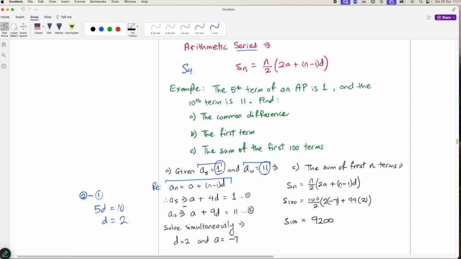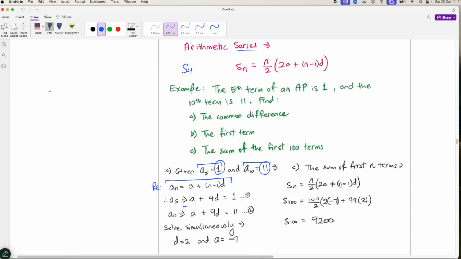Shanisha, you cool with the simultaneous equation part of it, or do you want me to actually do it out? Could you do it out, please? No problem. Well, no problem at all.